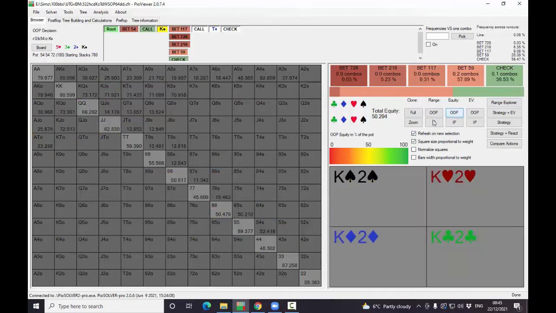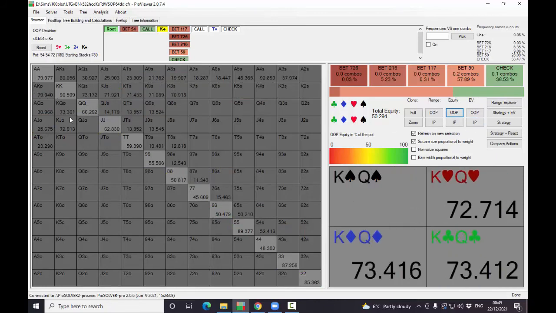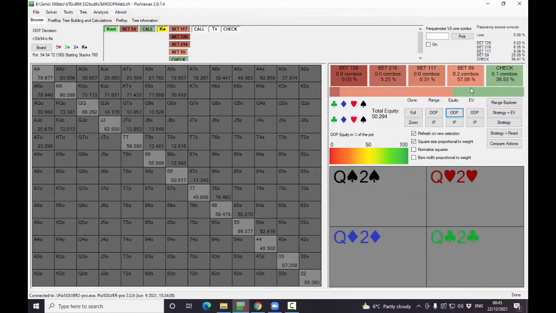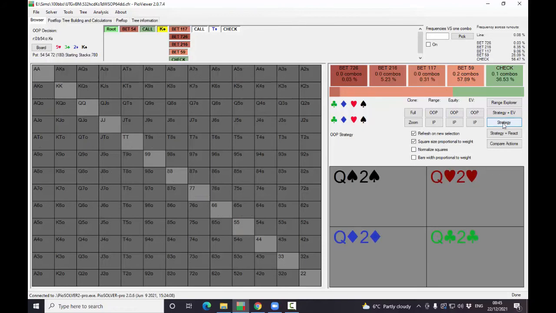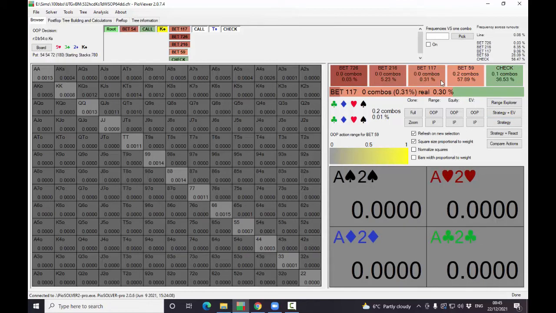Well, if we look at out of position again, as I said, he has a lot of hands which have improved. This is a decent card for him, so he can actually go ahead and bet, and he does bet a lot of the time. And he uses this size, 5.9 big blinds. That's a third of the pot roughly.